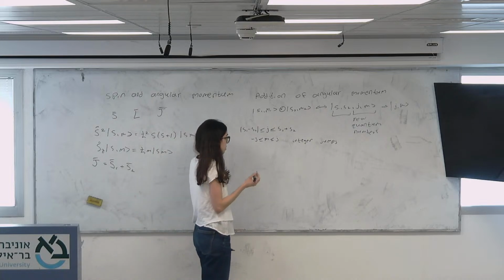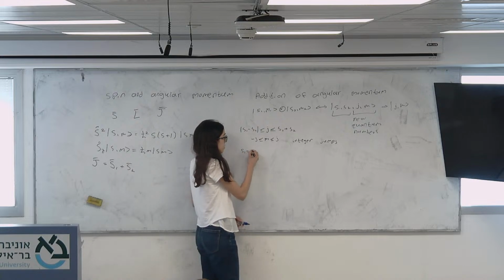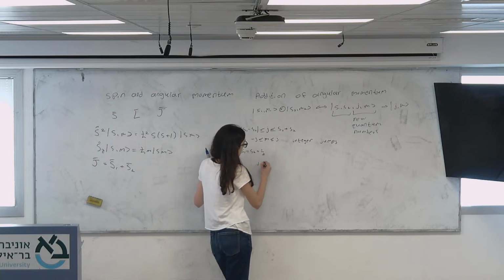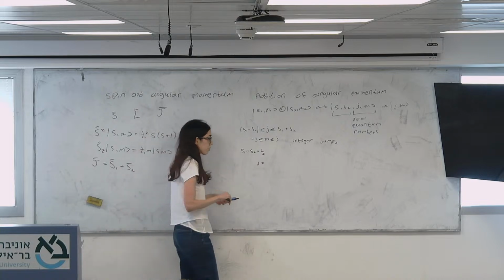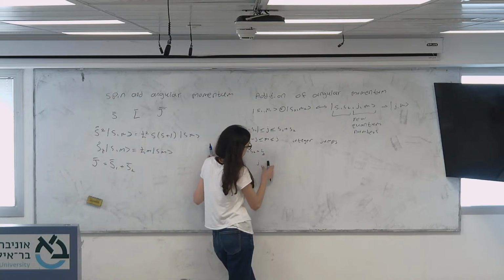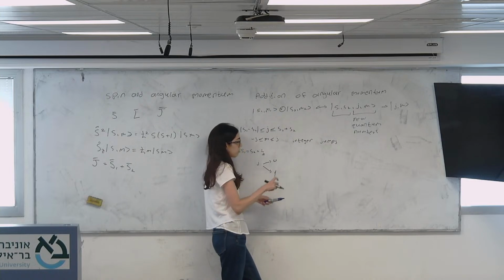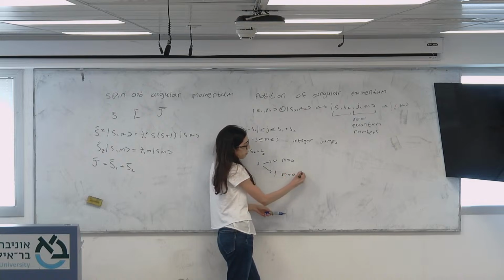For example, if I have 2 electrons, so I have S1 equal S2 equal half. The new generalized spin is going to be equal either to the difference between them or the addition of them, so J is either going to be 0 or 1. If J equals 0, M also equals 0, and if J equals 1, M can be equal to either 0 or plus minus 1.